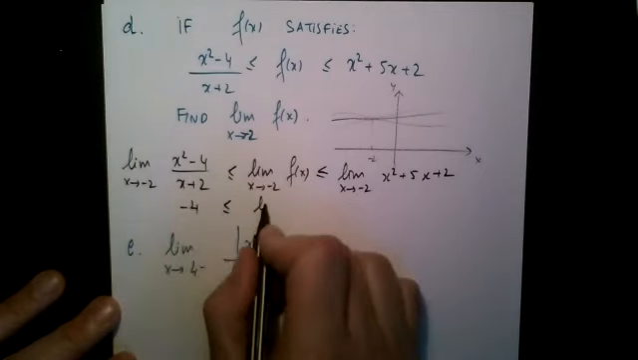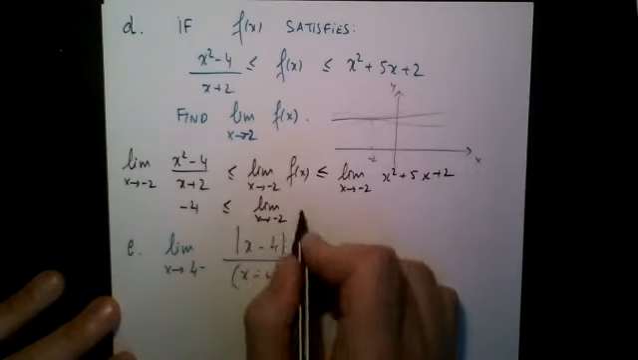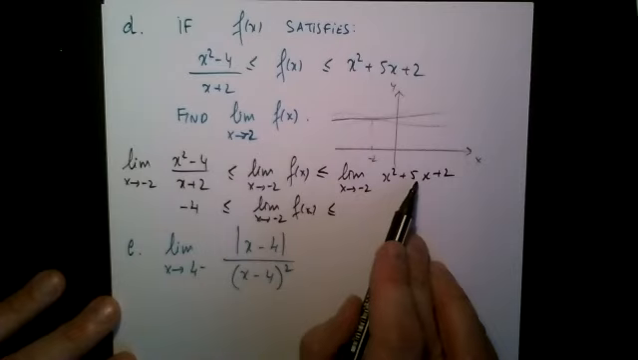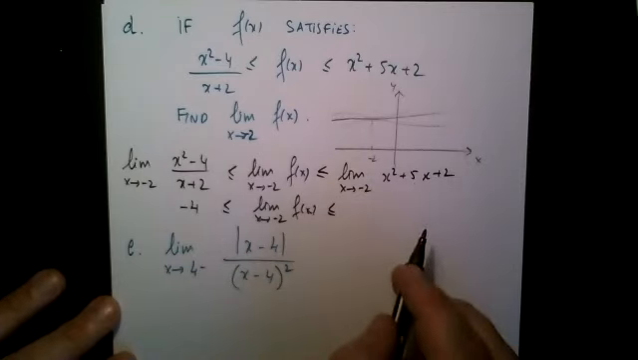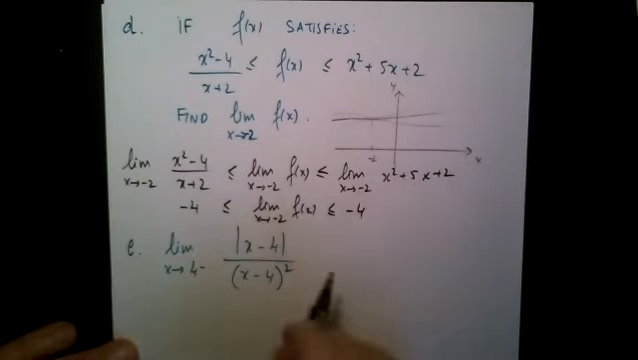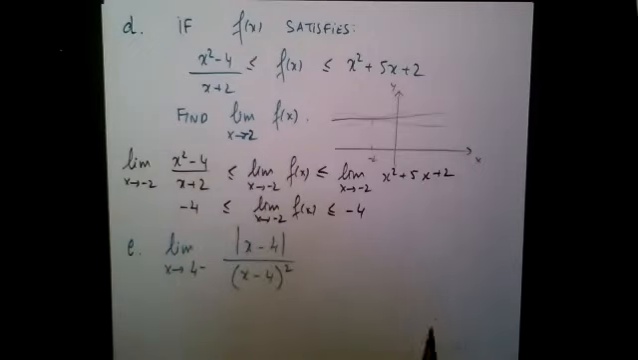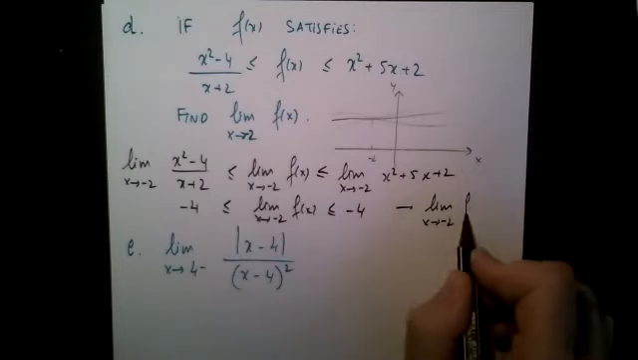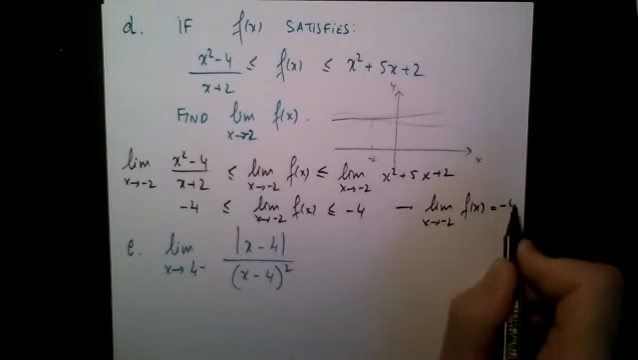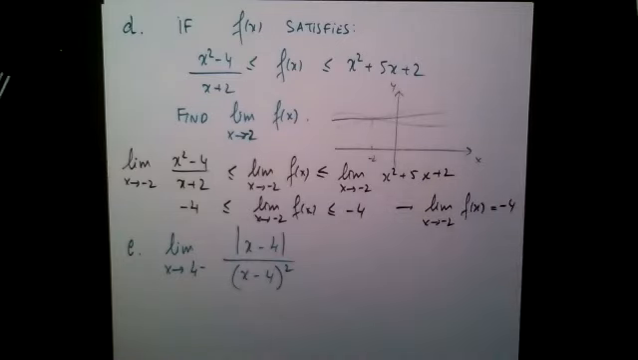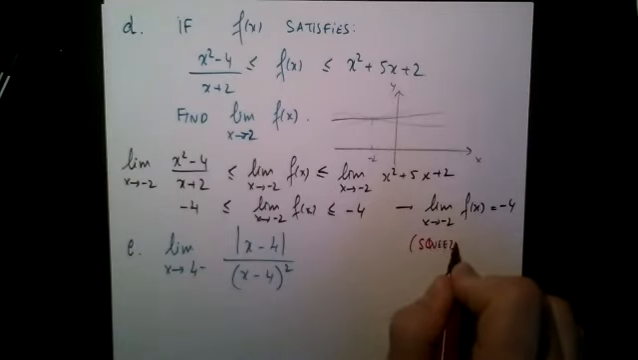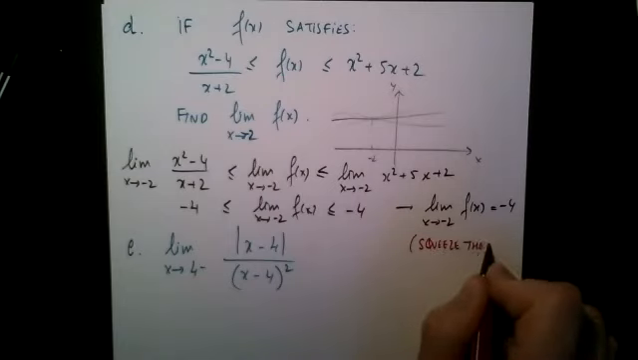-4 is less than or equal to the limit as x approaches -2 of f(x), which is less than or equal to... If you plug in -2 here, you get -10, -8 plus 4 is -4 as well. And so this limit is squeezed between -4 and -4. So the limit as x approaches -2 of f(x) is equal to -4. And this is thanks to the squeeze theorem.